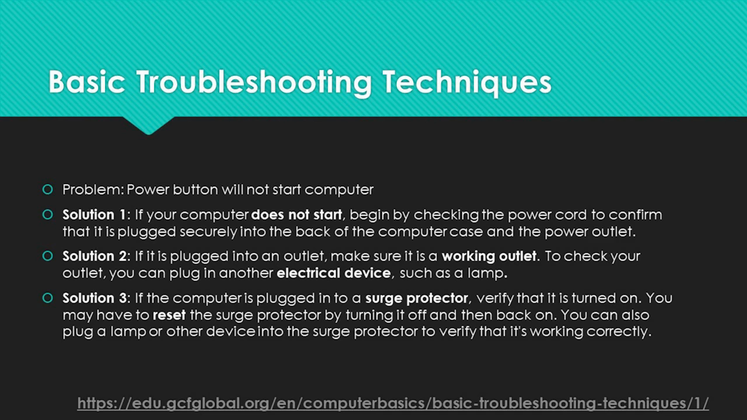Problem number 1. Power button is not functioning. Solution: if your computer does not start, begin by checking the power cord to confirm that it's plugged in securely into the back of your computer case and to the power outlet. Solution number 2, if it is plugged into the outlet, make sure it is a working outlet. To check your outlet, you can plug in another electrical device such as a lamp or a charger. Next, solution number 3, if the computer is plugged into the power source, verify that it is turned on. You can also plug a lamp or other device into a surge protector to verify if it is working properly.